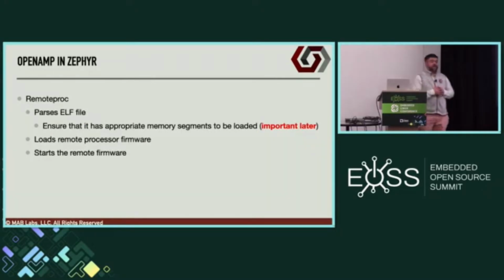So let's dig into some of the actual applications and processes that build up OpenAMP. First we have Remoteproc, which is responsible for marshalling, writing, or setting up the firmware on the MCU, for example. One of the first things it does is parse the ELF file, so it's assured that it has the appropriate memory segments to be loaded. This is going to be important later on as to how this ties into Zephyr. Then it loads the remote processor firmware, and it also kicks the MCU to get it going.